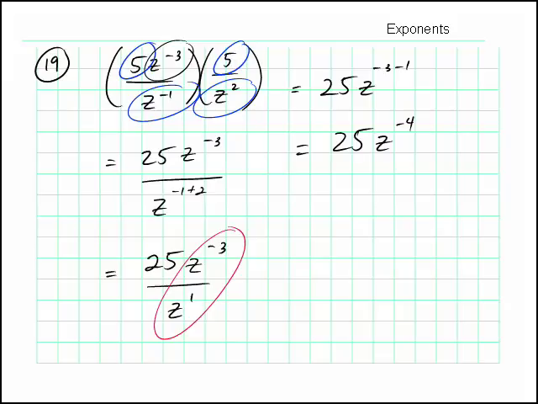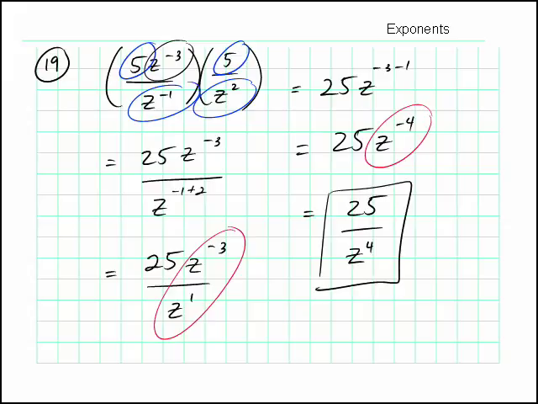Then we have to move this z to the denominator to make it a positive exponent. And my answer is 25z over z to the 4th. Done. Number 20.